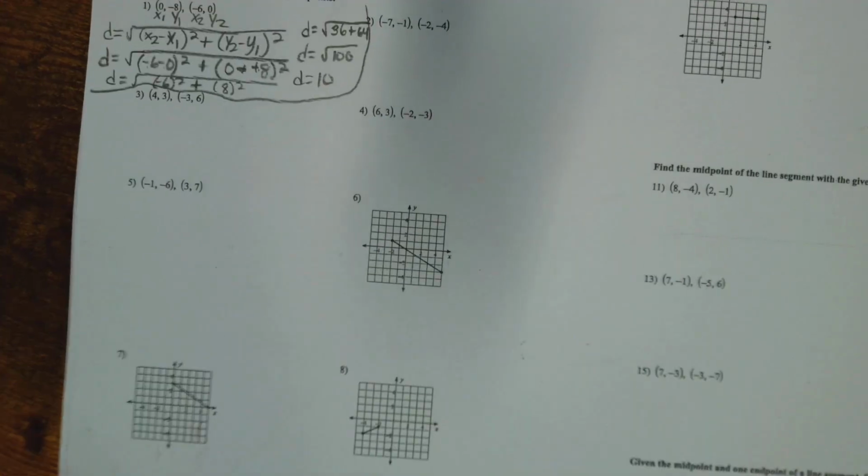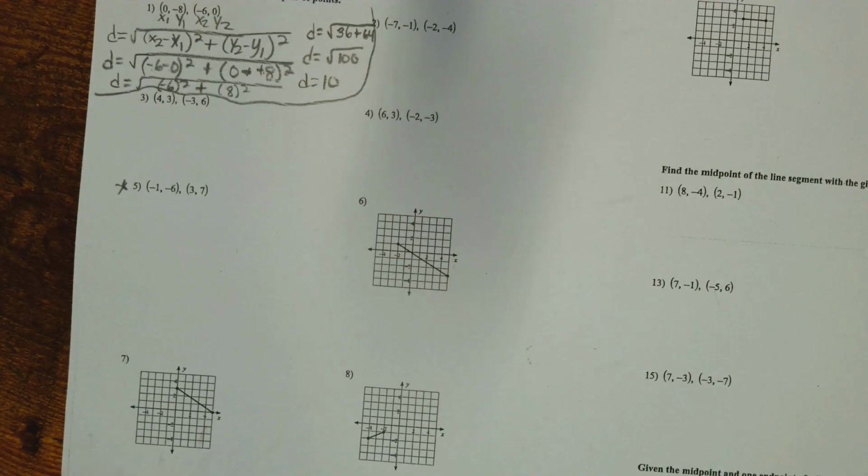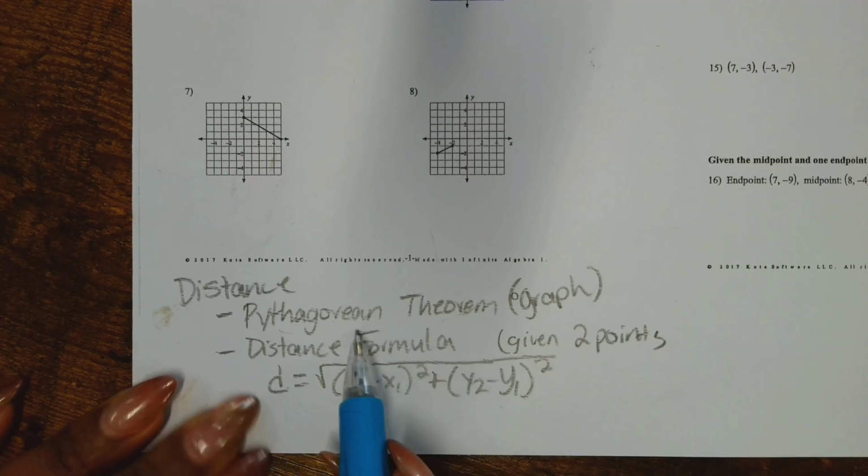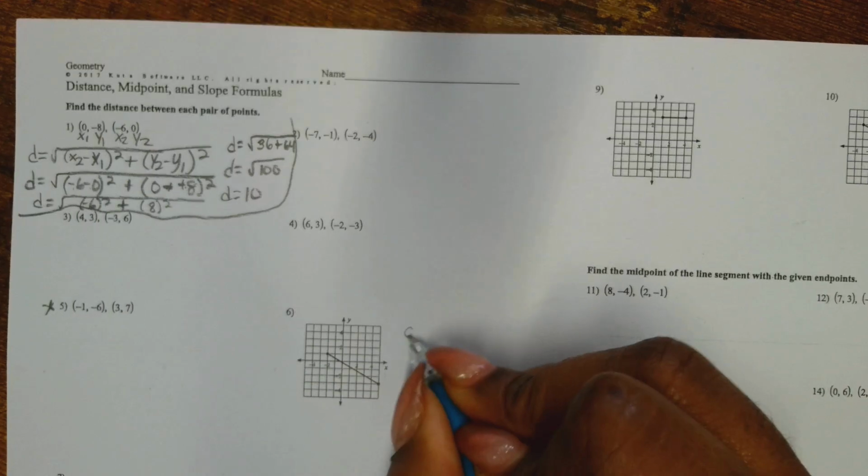Let's do number 6. Number 5 you should be able to do on your own. Number 6, we did this yesterday. You're going to take the grid lines and make a triangle. This is where we're using the Pythagorean theorem: a squared plus b squared equals c squared.